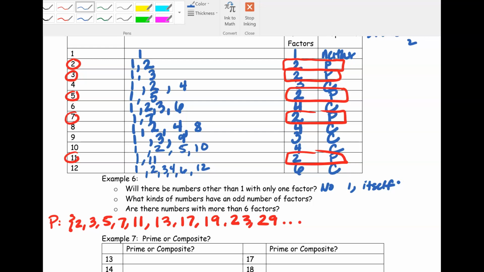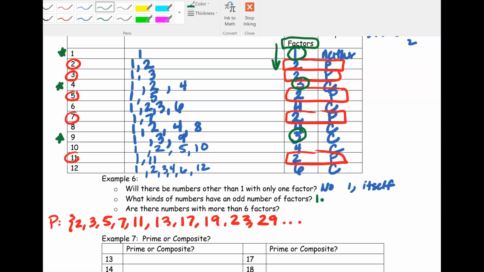What kinds of numbers have an odd number of factors? So let's look at this list. I'm going to use a different color here. Let's look at the number of factors list, this list right here. Looking down here, let's look at which ones are odd. So 1 is odd, 3 is odd, 3 is odd, okay? What kinds of numbers are those? So we're looking at 1, 4, 9.